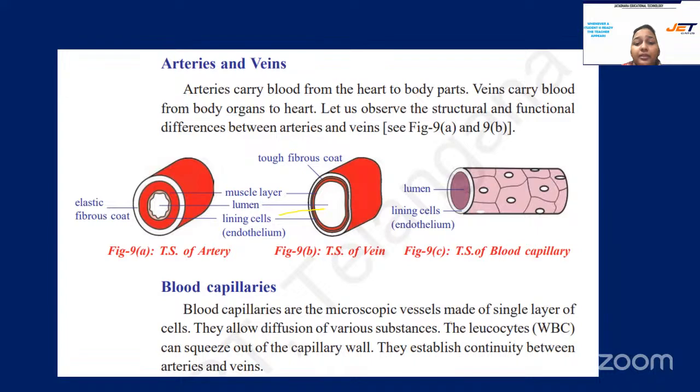See, the blood capillaries are microscopic vessels made of a single layer of cells. Over there, diffusion of substances takes place, and the leukocytes, WBCs, are squeezed out of the capillary wall, and they establish the continuity between the arteries and the veins.